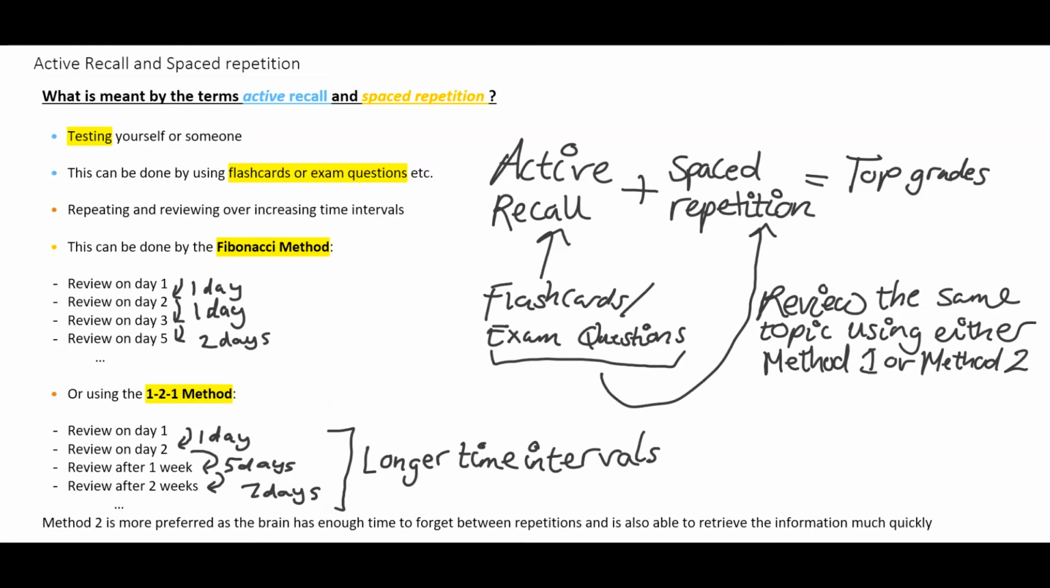So let's look at the repetition gaps. The repetition gaps are 1 day between day 1 and day 2, from day 2 to 1 week you've got 5 days, and from 1 week to 2 weeks you've got 7 days. So as you can see, the time intervals are becoming longer, which means that you'll be able to retain more as you forget more.